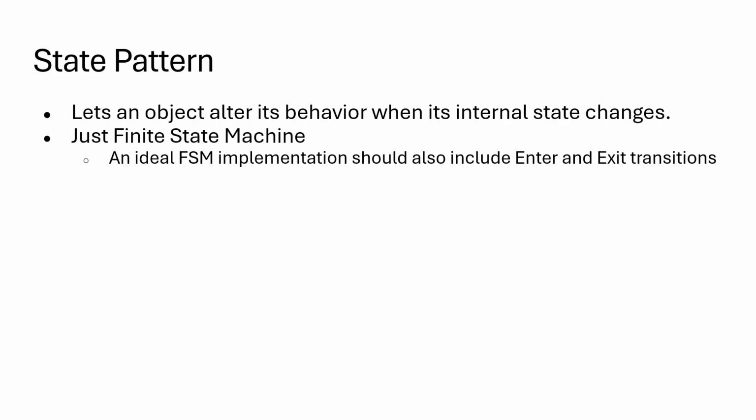But essentially, an ideal finite state machine or an ideal state pattern implementation should also include the transitions when you enter or exit from a state. Because there are things that you want to do on exit, for example, you want to destroy certain data constructs. When you enter, you want to initialize certain data constructs. So this is how it should have been done. I'll try to see if I actually have time after this to demo the state pattern. I think I should. It shouldn't take more than half an hour.